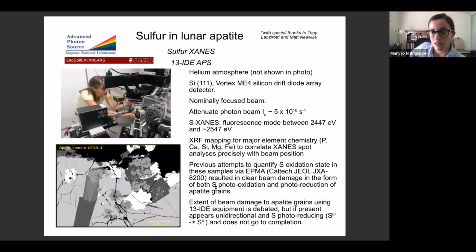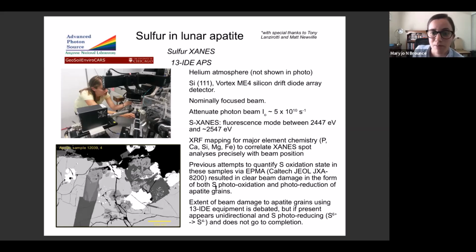And I've put some parameters of our measurements on the slide because this seems like a group that would be interested. So I'll start here. We're at 13 IDE, sector 13, at the IDE hutch. We're doing the sulfur measurements obviously in a helium atmosphere. Sorry that the picture is a setup for iron, but because it's done in a helium atmosphere, there's a whole contraption that doesn't make for as nice a picture, but rest assured, they are done in a helium atmosphere.